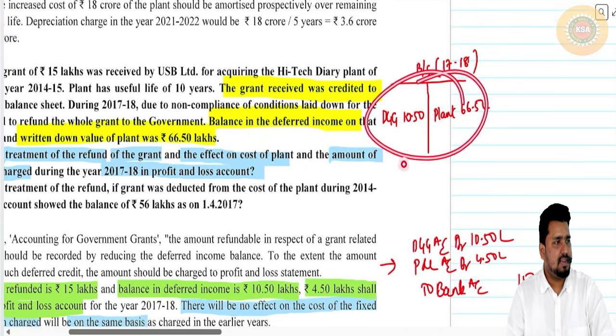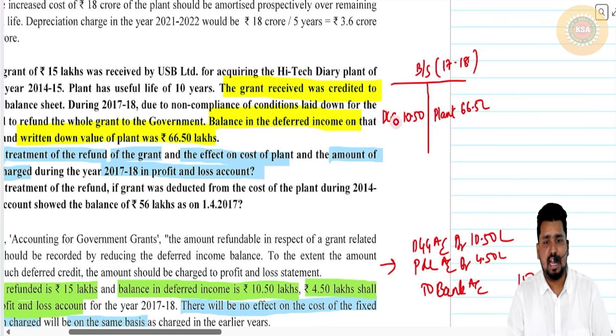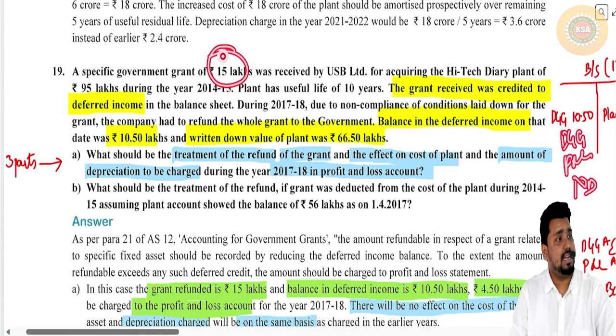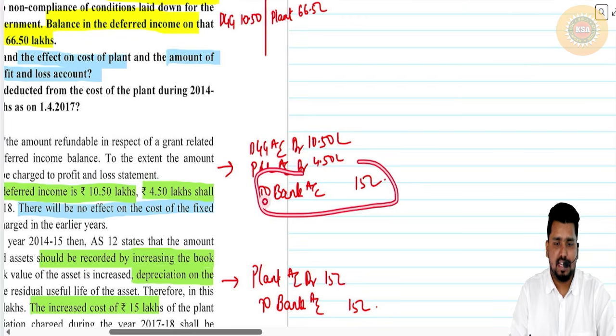What is the refund entry? Tell me. Refund journal entry. DGG account debit, P&L account debit to bank account. How much are we receiving? 15. That is what we have to refund. Therefore, we have to refund 15 lakhs.